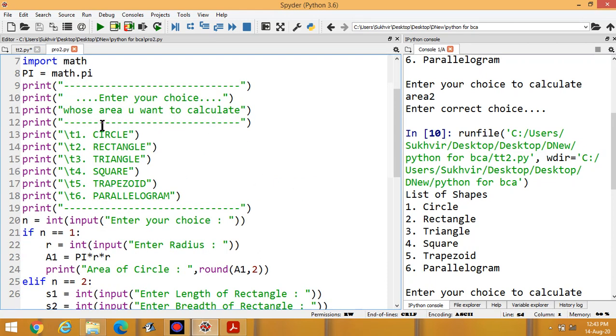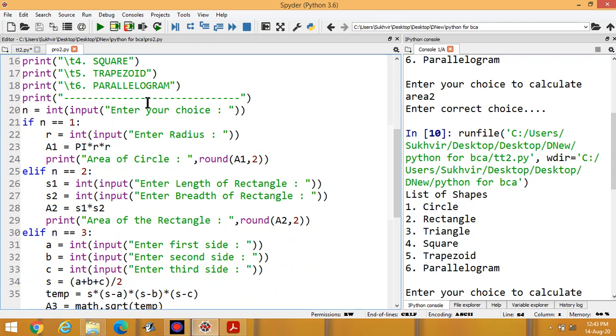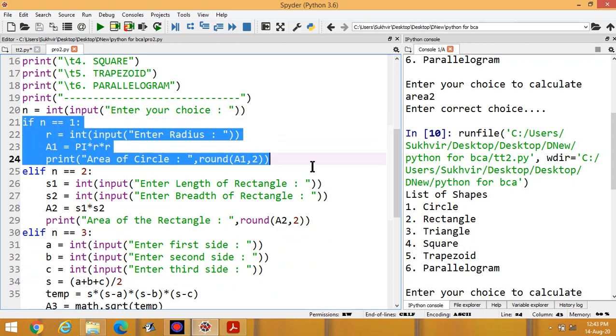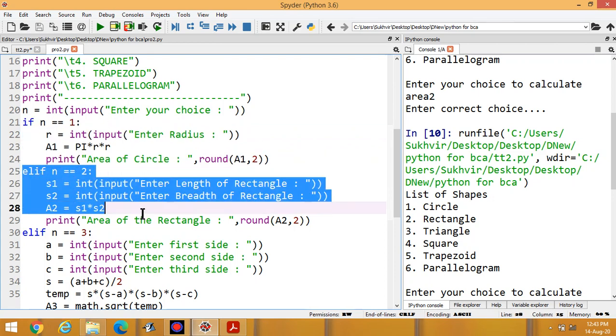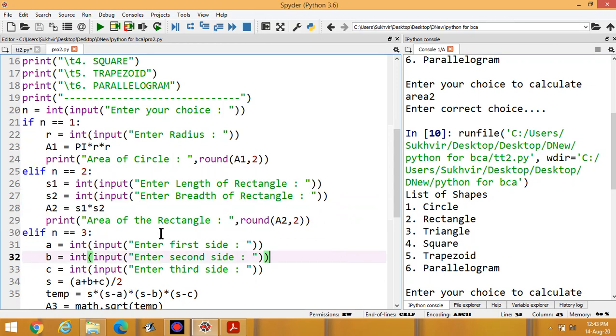Now enter your choice whose area you want to calculate. Number 1 circle, then rectangle, then triangle, square, trapezoid, and parallelogram. Now look at this one. The first block is for the calculation of area of the circle, and the second block is for the calculation of area of the rectangle.